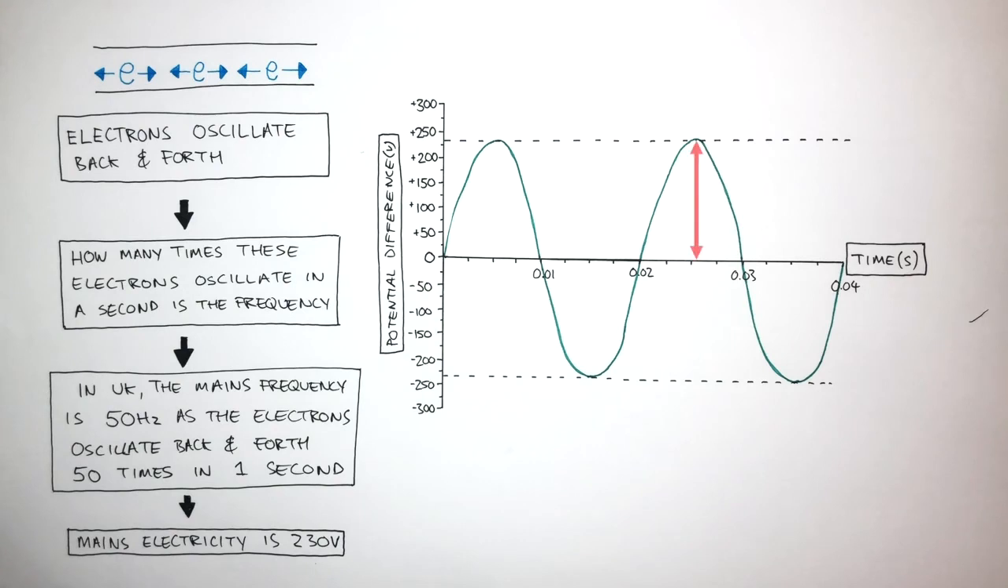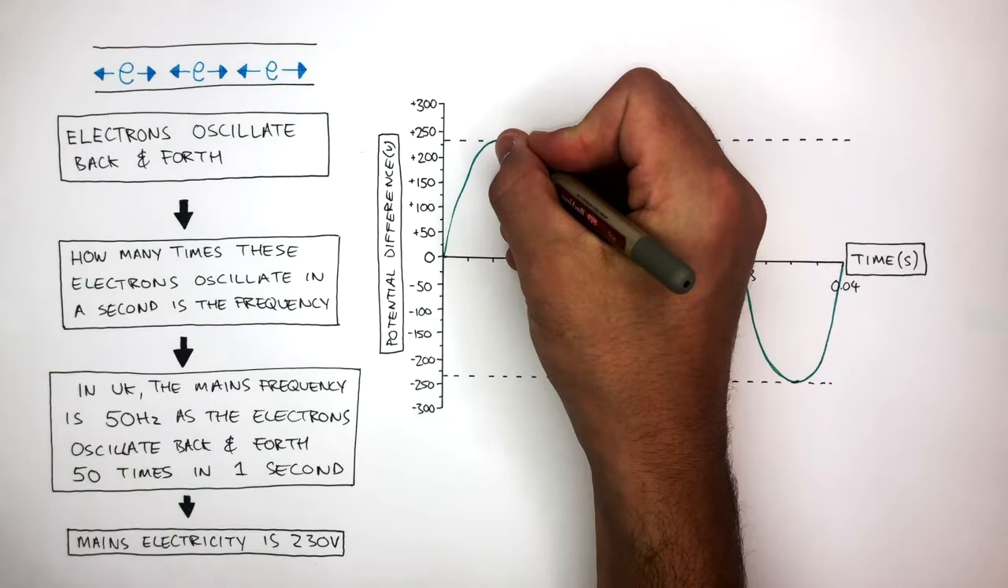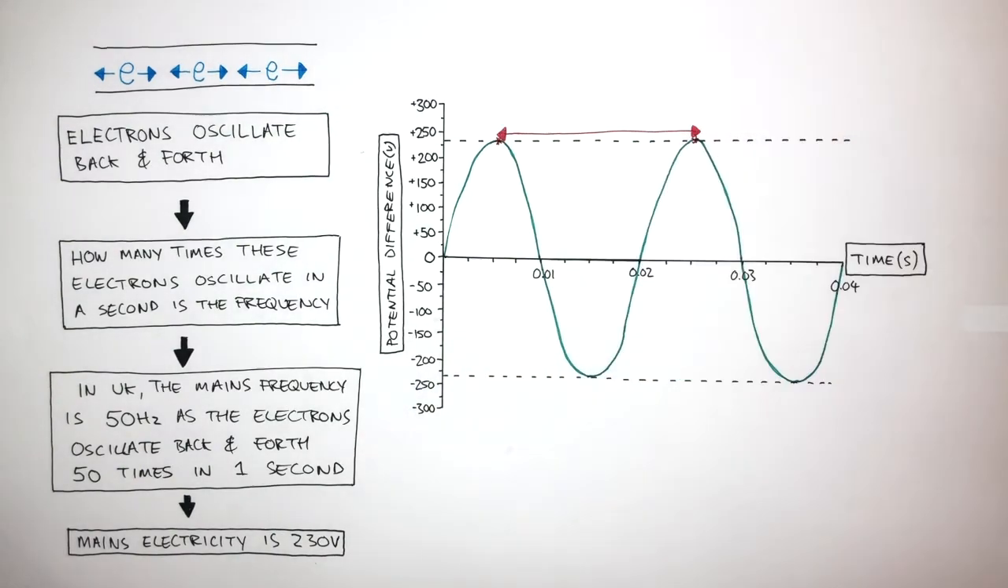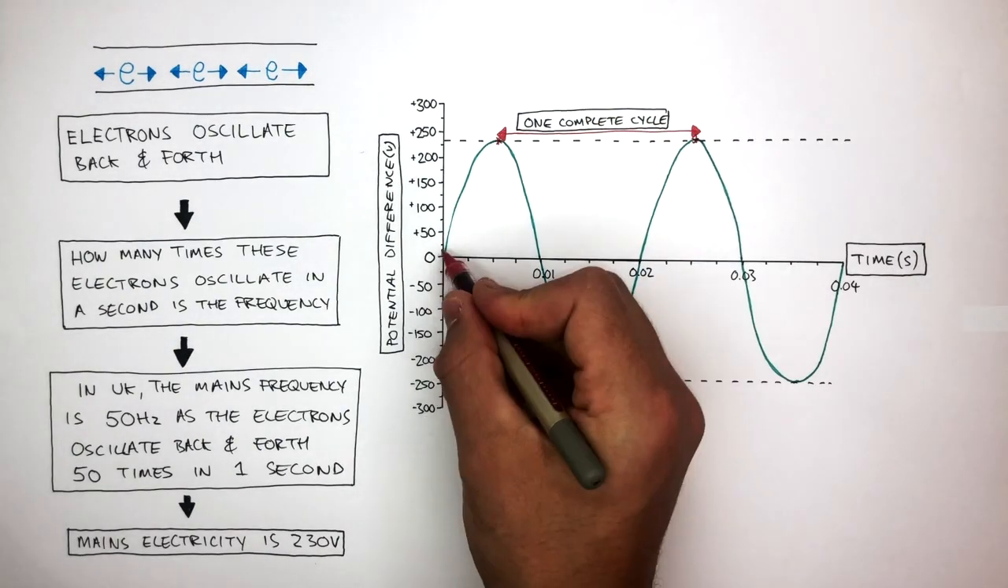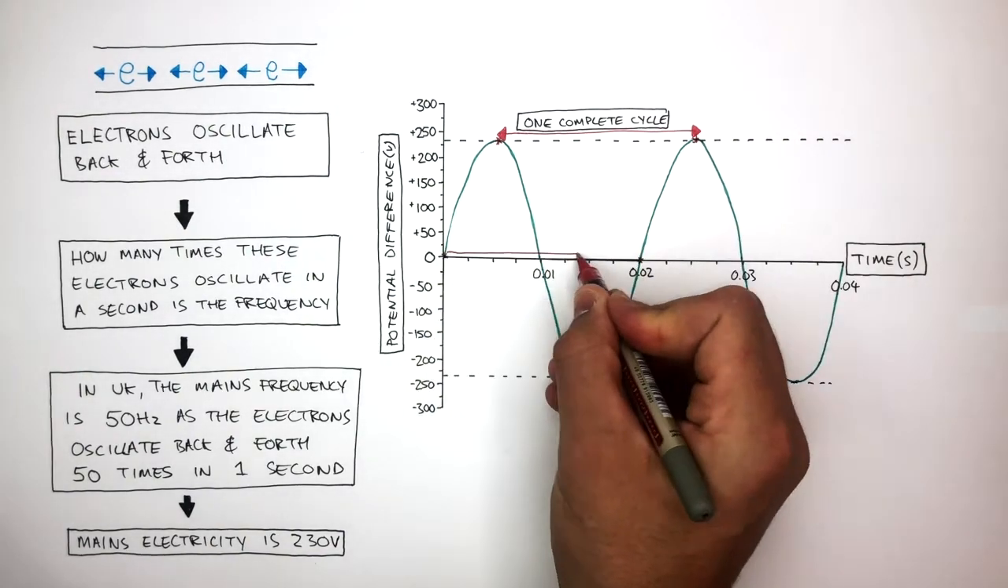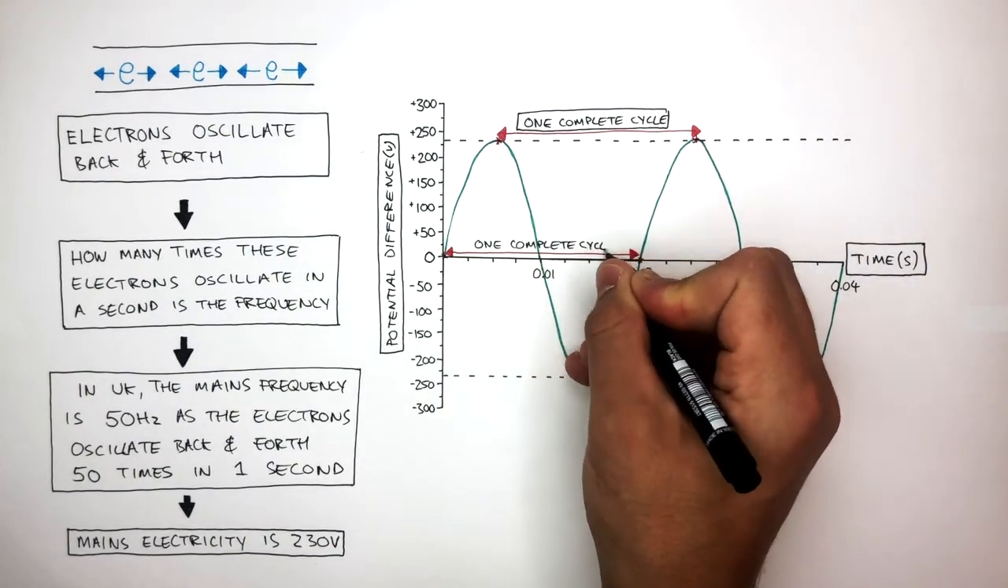In this graph, the peak potential difference is 230 volts, and this is the difference between the highest level of the wave and the middle level of the wave. From the peak of this wave to the peak of this wave represents one complete cycle. Or another way of defining one complete cycle is from this point to this point. This also represents one complete cycle.